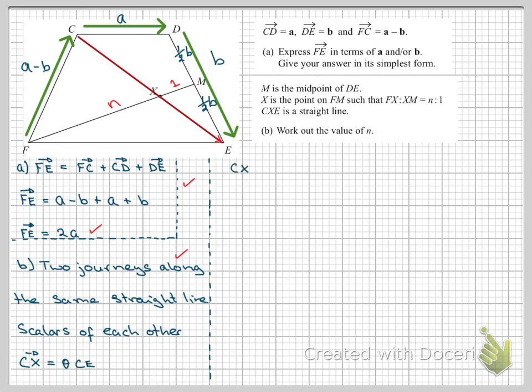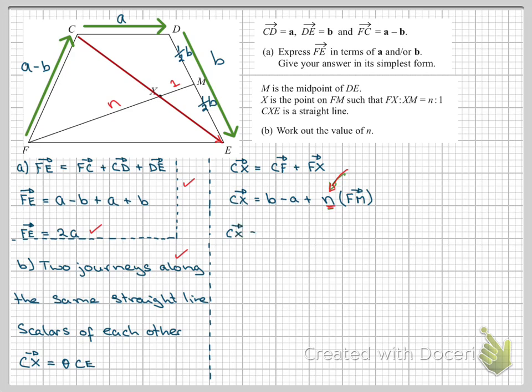Okay, let's get C going to X. C going to X is going to be C going to F, and then F going to X. So C going to X, C going to F is B minus A. And the F going to X is some amount, N, of F going to M. And it's this N for November, that's what we're looking for in this question. Let's keep tidying this up, okay?